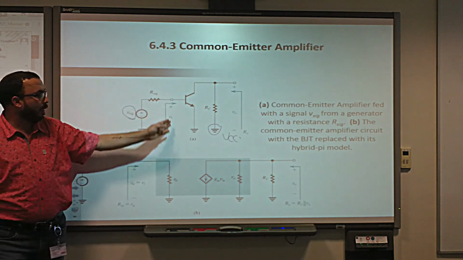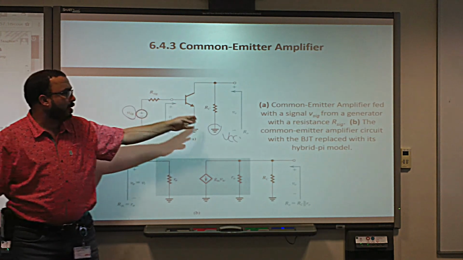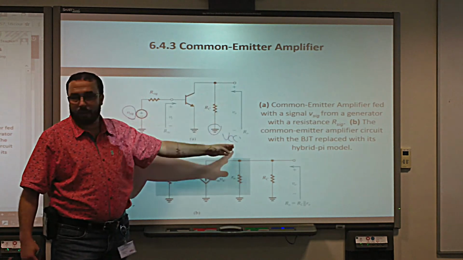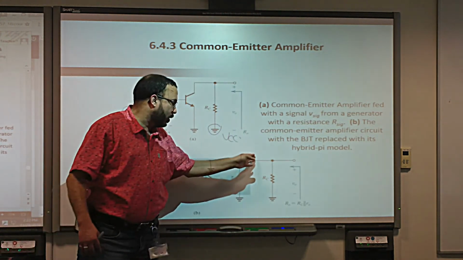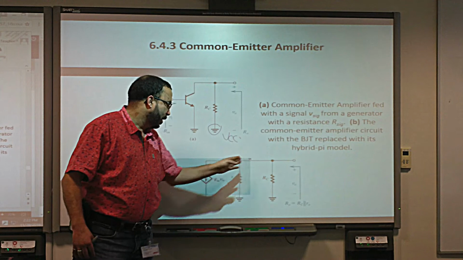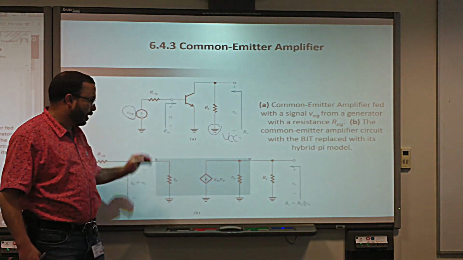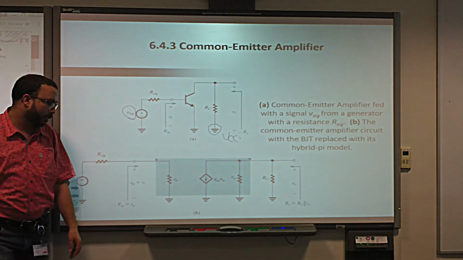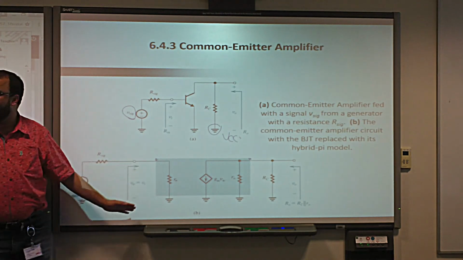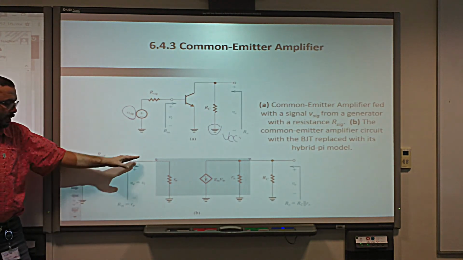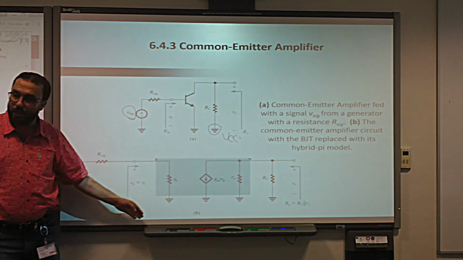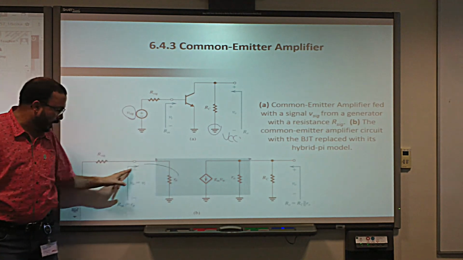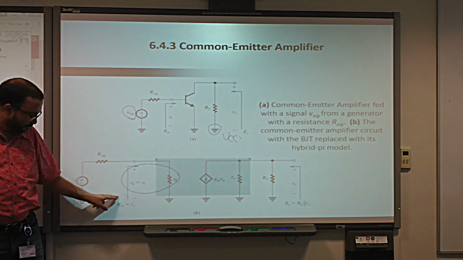For Rin, we know the input voltage is at the base, and the output voltage is at the collector, yes or no? Yes. So this is where the output is, and here was the input. That's it. And the common ground here is the emitter. Very good. So in terms of Rin, if you send the current here, it will pass only through R pi, yes or no? So R pi is Rin, yes or no? That's what it is.